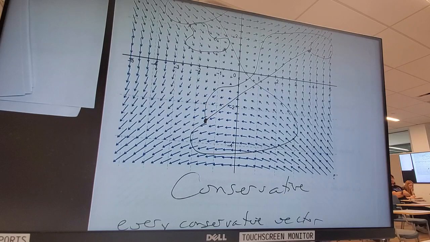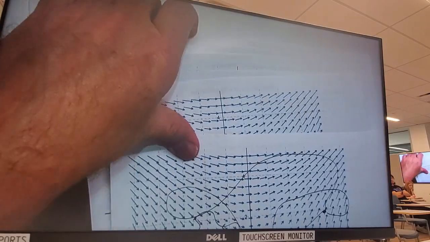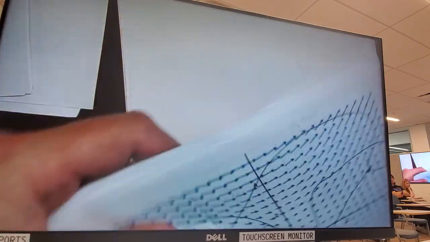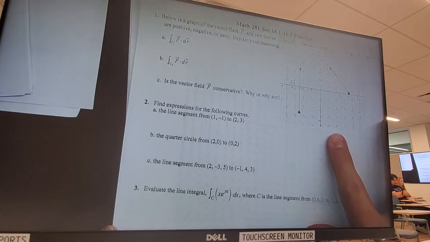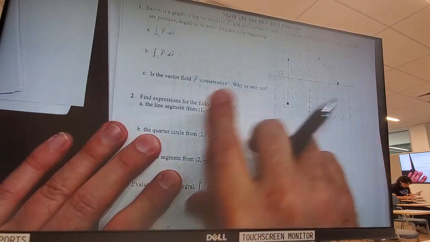It leads to beautiful shortcuts, which I don't know if I have enough time to get into. Let's do this real quick. I think this will be fine. We'll do this first part. We'll finish this up next time.